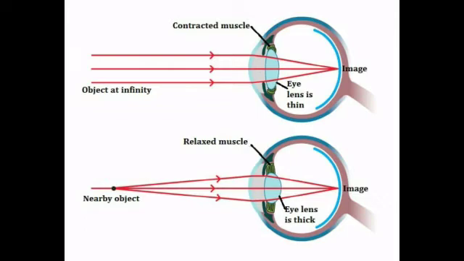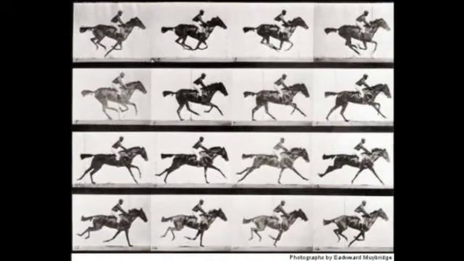When we see distant objects, the ciliary muscle relaxes and makes the eye lens thinner. This increases the focal length of the eye lens. Hence, the distant object can be clearly seen. On the other hand, when we look at a closer object, the focal length of the eye lens is decreased by the contraction of ciliary muscle. Thus, the image of the closer object is clearly formed on the retina. This is persistence of vision.